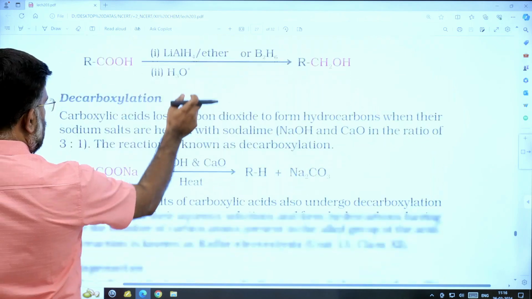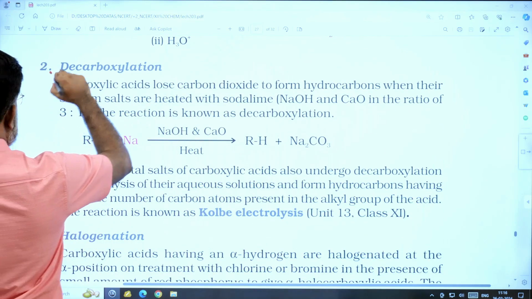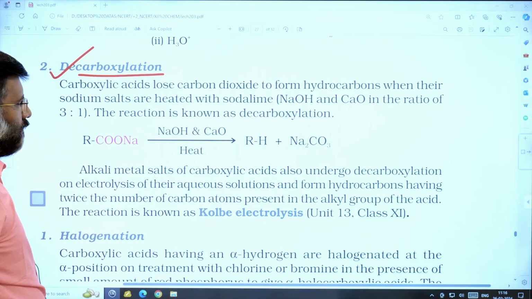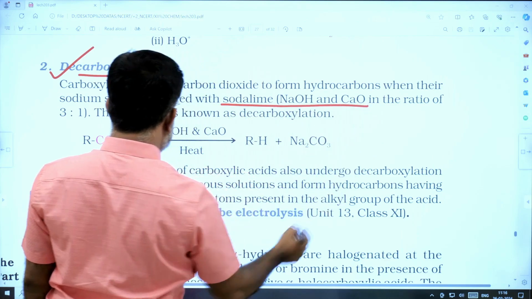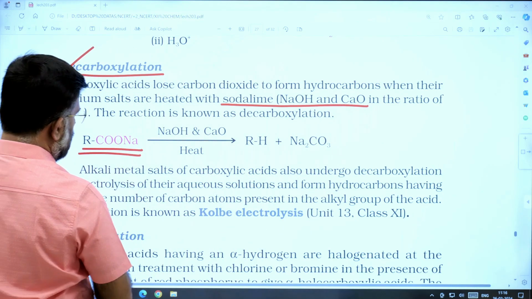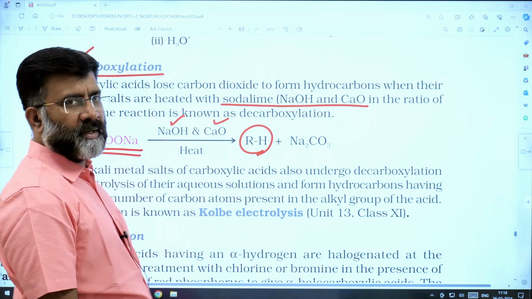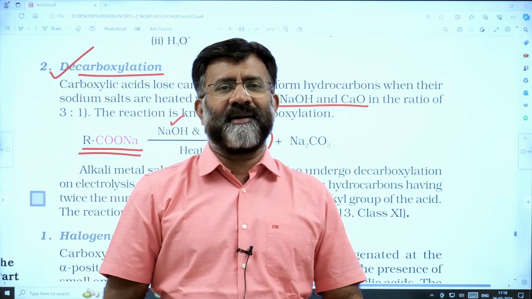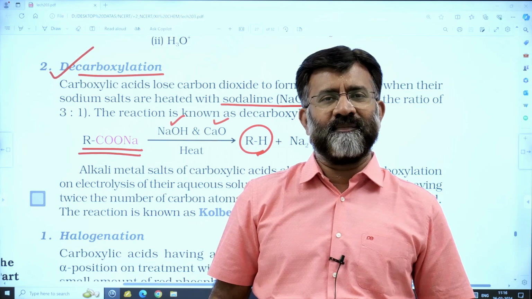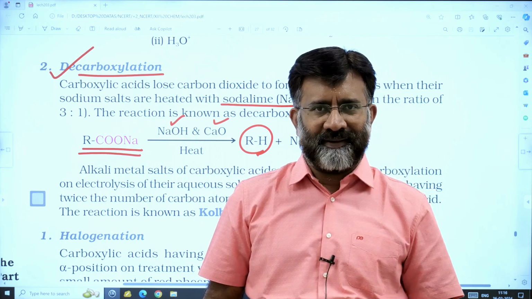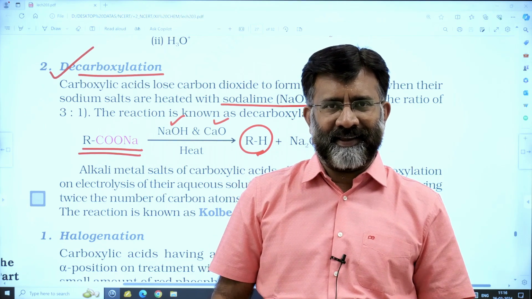And this one, I hope you remember, decarboxylation using soda lime. Carboxylic acid using soda lime gives alkane. Preparation of alkane by decarboxylation using soda lime, learned in the first year topic, preparation of alkanes.